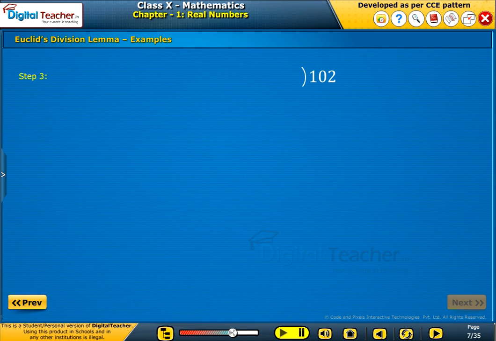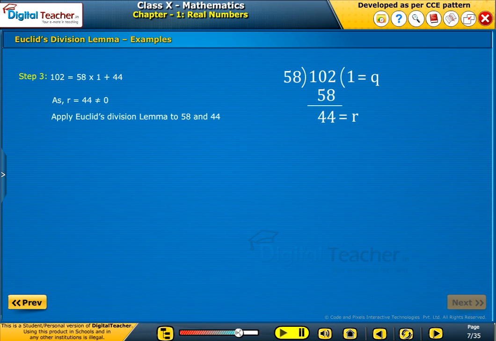Step 3. 102 is equal to 58 into 1 plus 44. As R is equal to 44, which is not equal to 0, apply Euclid's division lemma to 58 and 44.